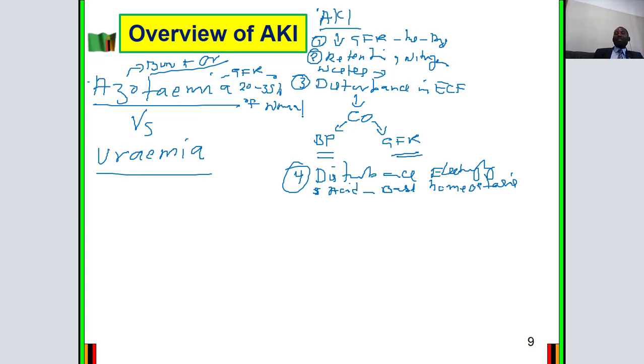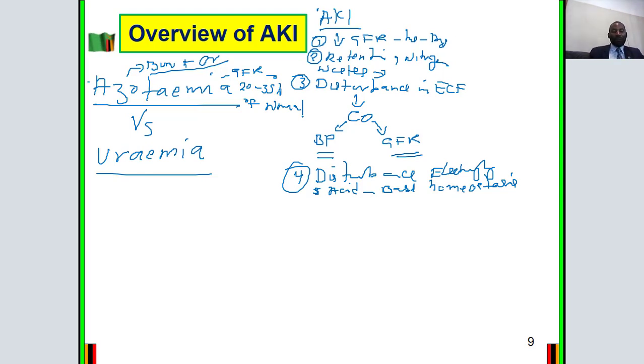So azotemia, you can detect it based on the laboratory results. What are those specific lab results? The blood urea nitrogen and creatinine. These will become abnormal. They will increase. But the patient is not giving you clinical features of acute kidney injury. We call that azotemia.